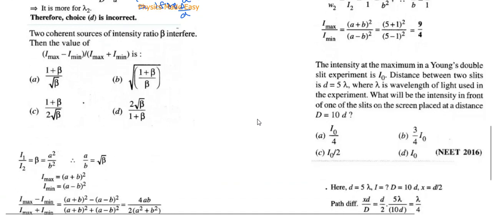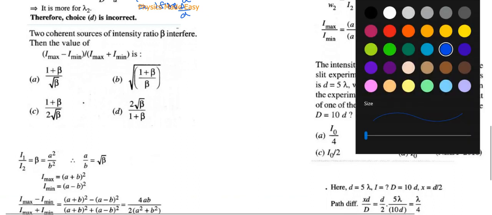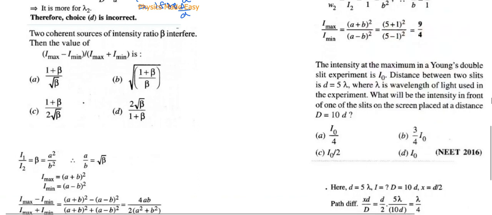Now, another problem. Two coherent sources of intensity ratio beta interfere. Now find out this thing. First of all, we are given, I will again change the color. For every problem, I will change the color so that there shouldn't be any confusion.